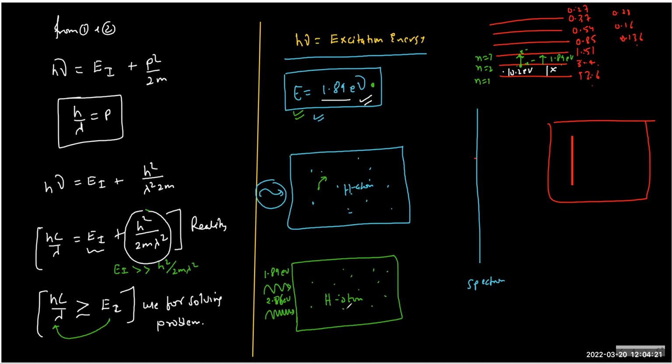Sir, some are in the first excited state, and they go to n equal to 3, and by absorbing the 2.86 electron volt photon, it's going to n equal to 5 from n equal to 2. Correct. 2, 3, 4, 5.